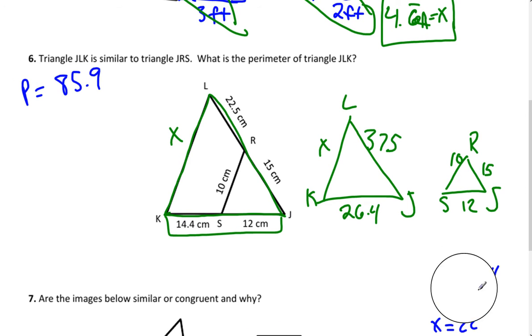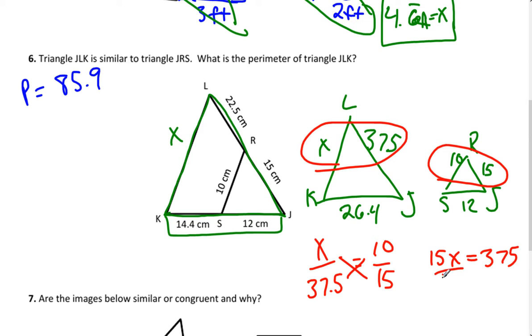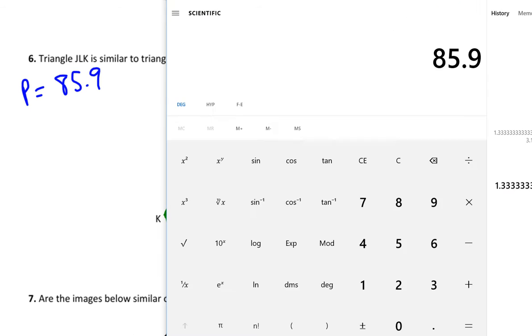If instead you used these two sides to set up your proportion, you're going to get a slightly different answer. X over 37.5 equals 10 over 15. And you cross multiply, you get 15x equals 375, divided by 15 on both sides. X equals 375 divided by 15, which equals 25.